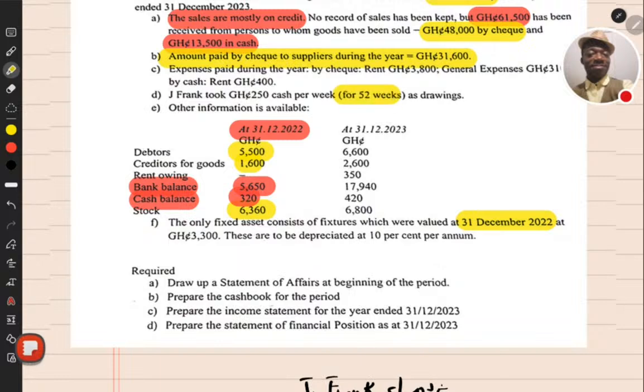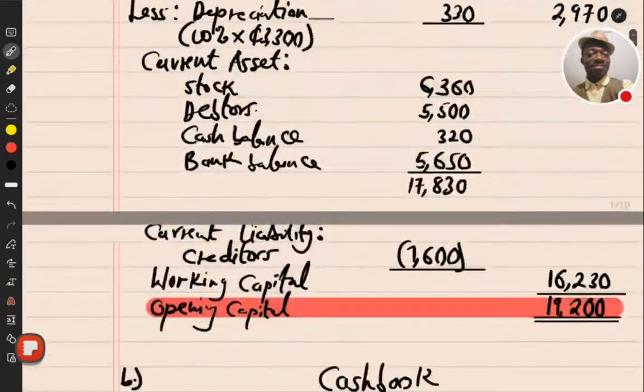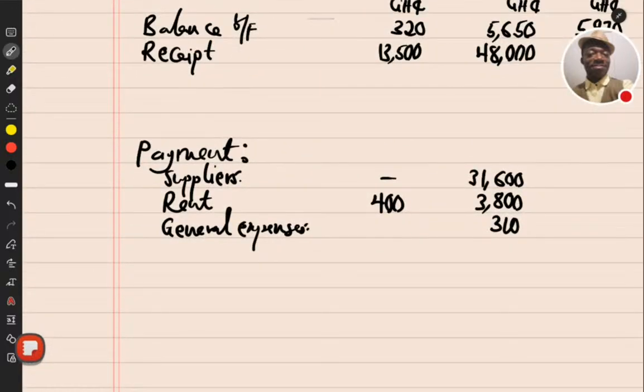Most of the time, this is one of the issues where students fail to apply it, and then they get their presentations wrong here and there, and they lose a lot of ticks. So here we multiply by 52, so that we get the total drawings. We call that drawings. It's part of the payment issue. So drawings is supposed to be equal to 250 multiplied by 52, and that will give us a total value.